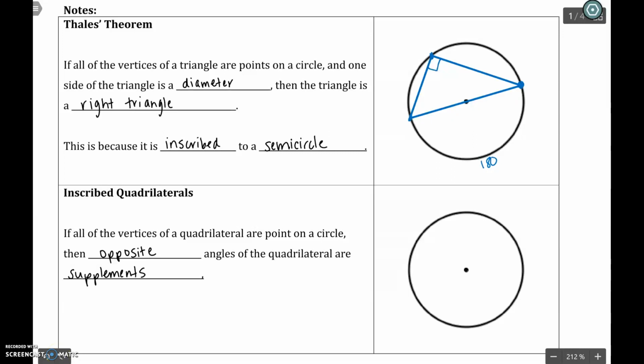Now when your figure that's inscribed is a quadrilateral, meaning all four corners of the quadrilateral are on the circle, then that quadrilateral has special properties as well. Angles that are across from each other are supplements, so a plus b equals 180, as well as x and y adding up to equal 180. And that only works if all four corners are on the edges of the circle.